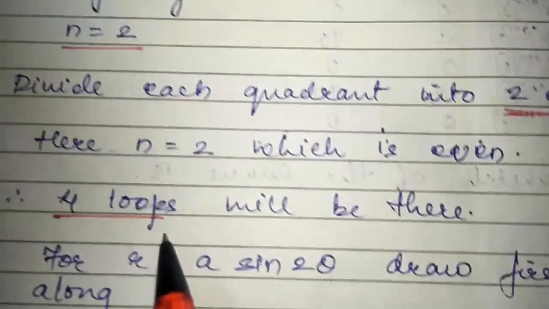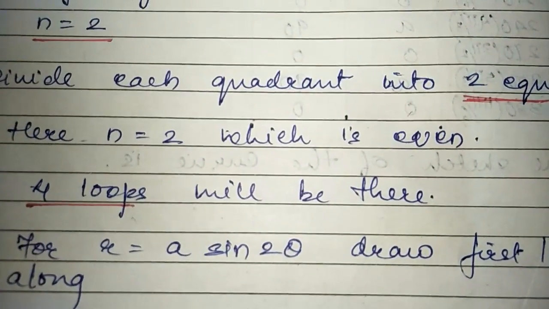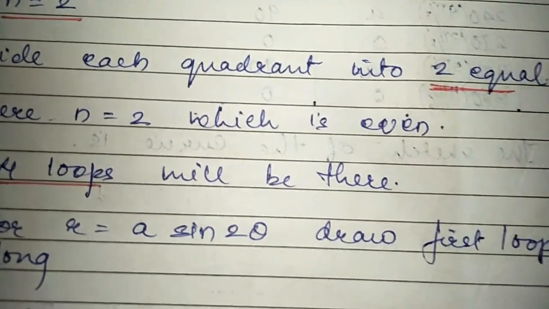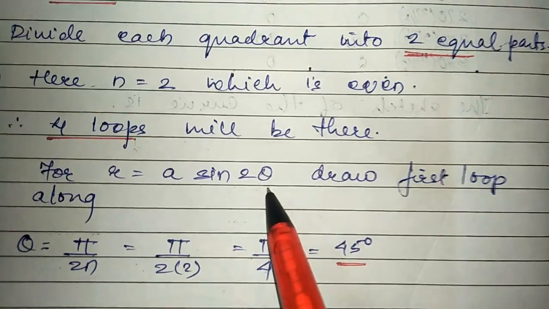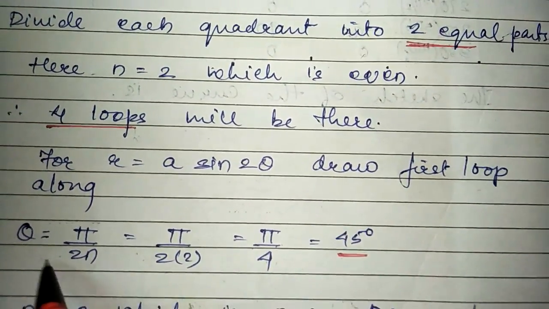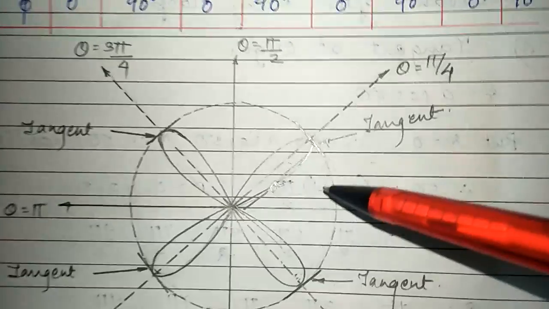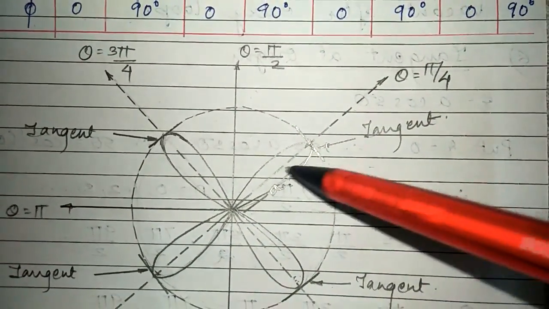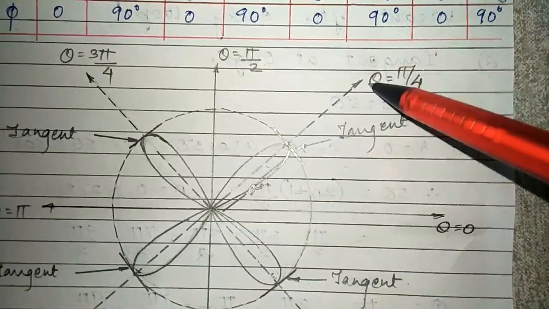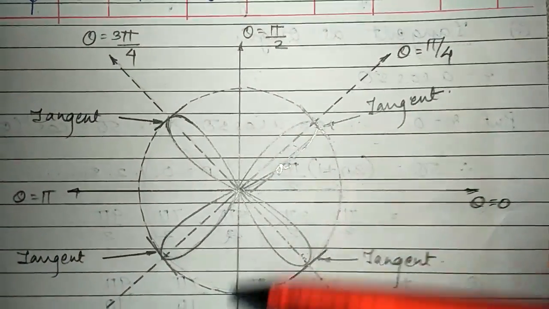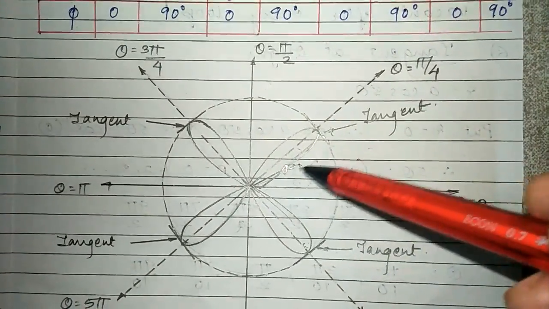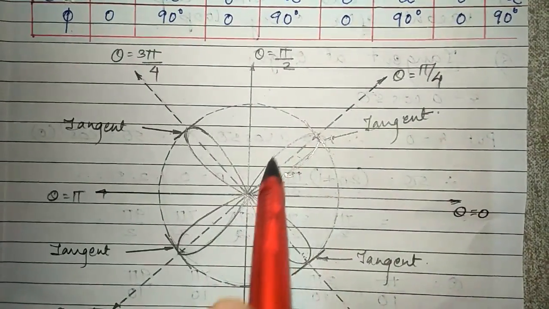Okay. Then next. Here n is 2, which is even. So we will have a total of 4 loops for the curve. Then for this, r is equal to a sine of 2 theta. The first loop is to be drawn along theta is equal to pi by 4. After we divide each quadrant into 2 equal parts, the first one will be theta is equal to pi by 4. You can see the loop we have drawn here, the first loop along theta is equal to pi by 4.